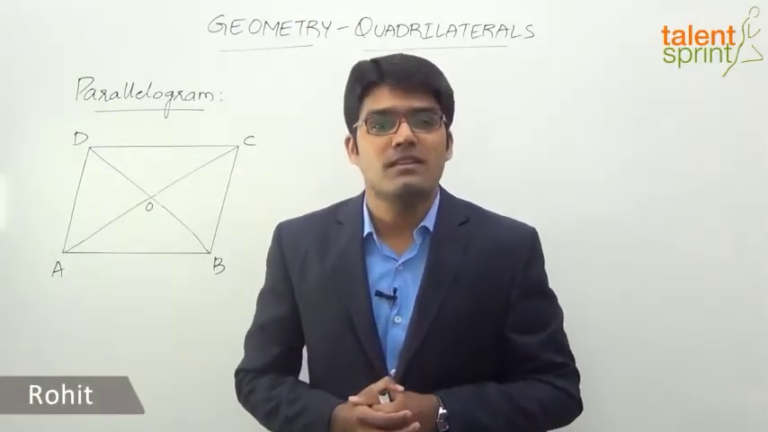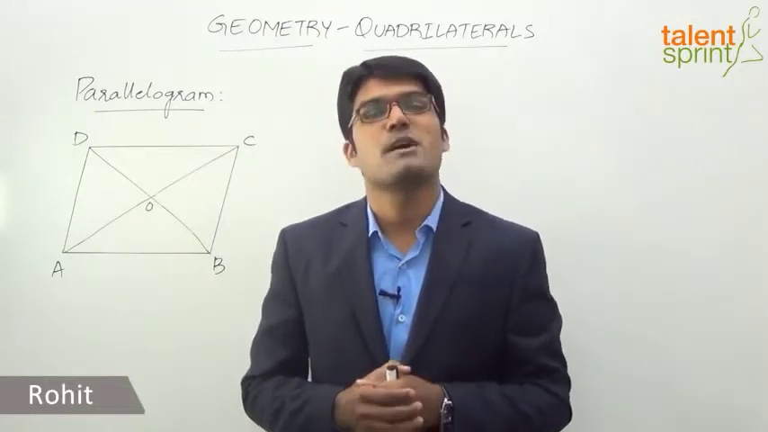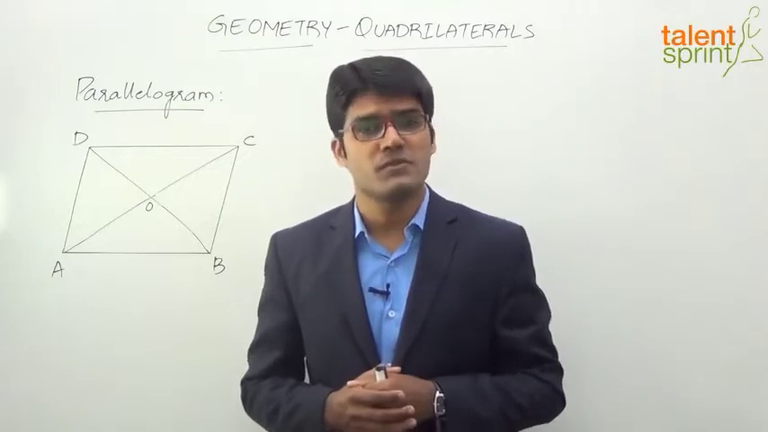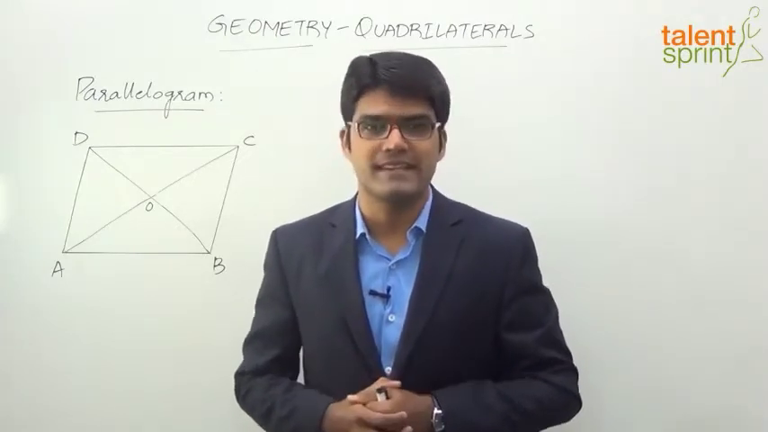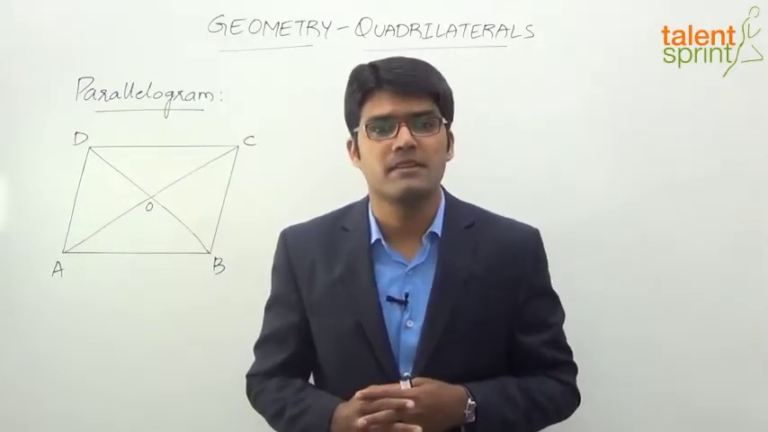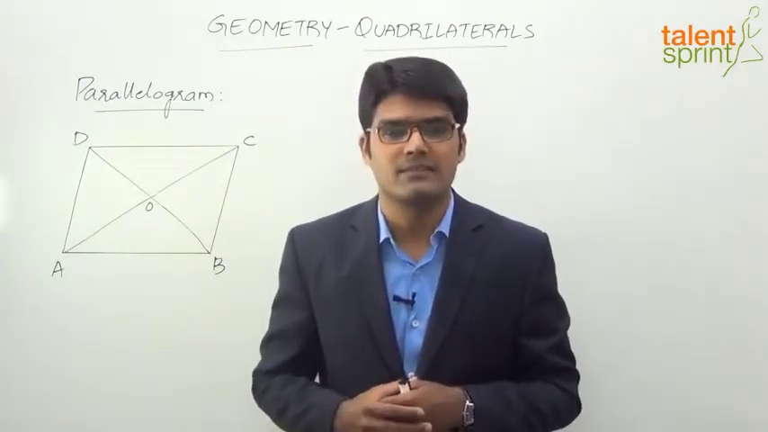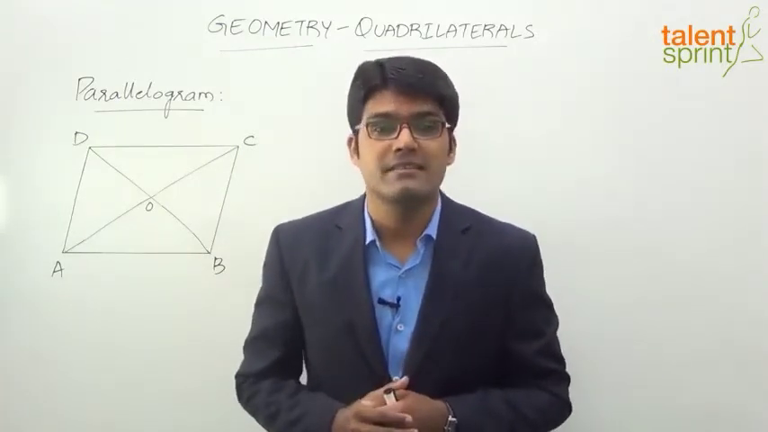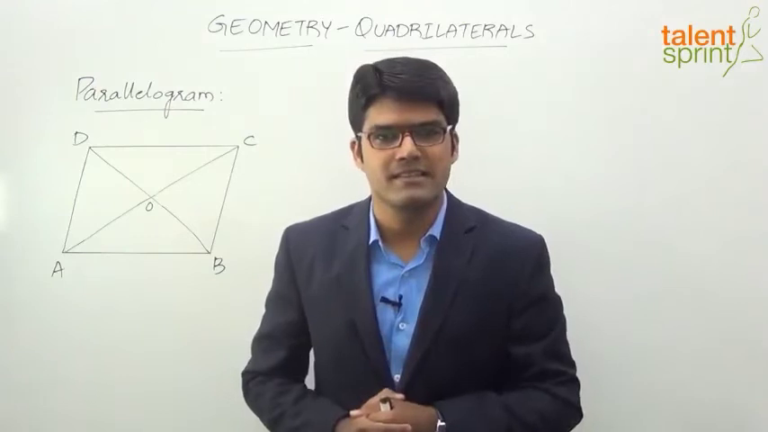In this session we'll learn about quadrilaterals, which is a part of geometry. Now as you all must be aware, a quadrilateral is a closed figure which is bounded by four straight lines. In simple words, a quadrilateral is a four-sided plane figure which has four sides and four internal angles. And the sum of all its internal angles is always 360 degrees.